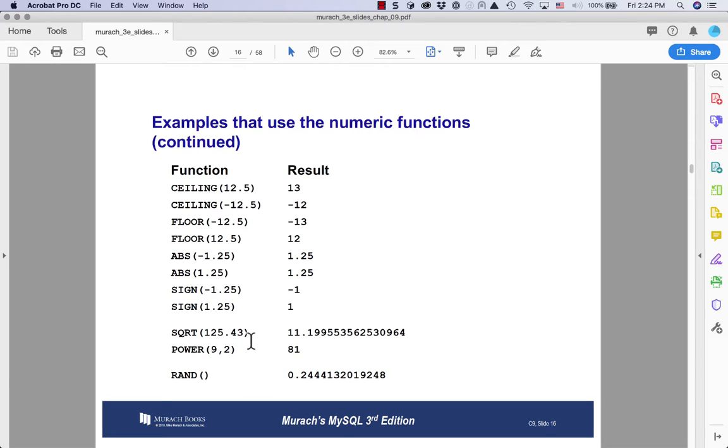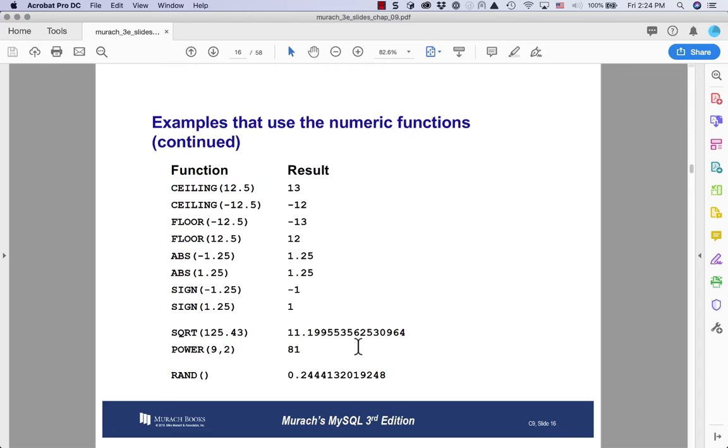Square roots. Most of us remember square roots. So the square root of 125 and change is 11 and change. Let's think about that. The square of 11 would be 121, I think. And the square of 12 would be 144. So this is going to be in between 121 and 144, closer to 121. So it's close to 11. Works fine.